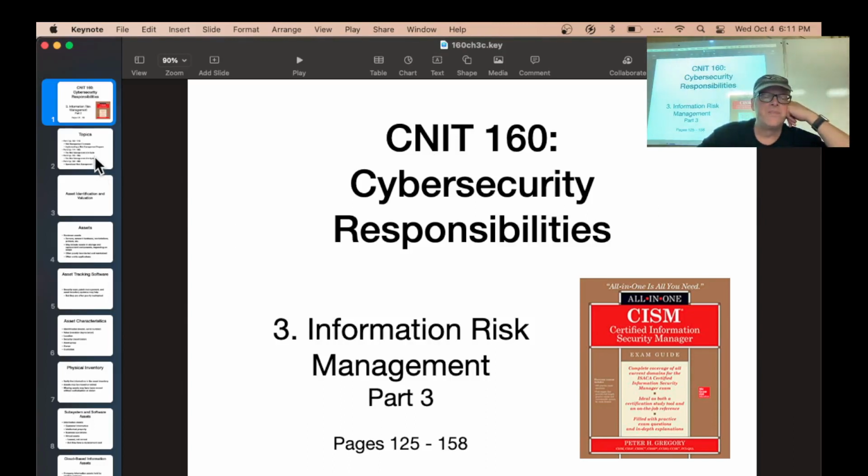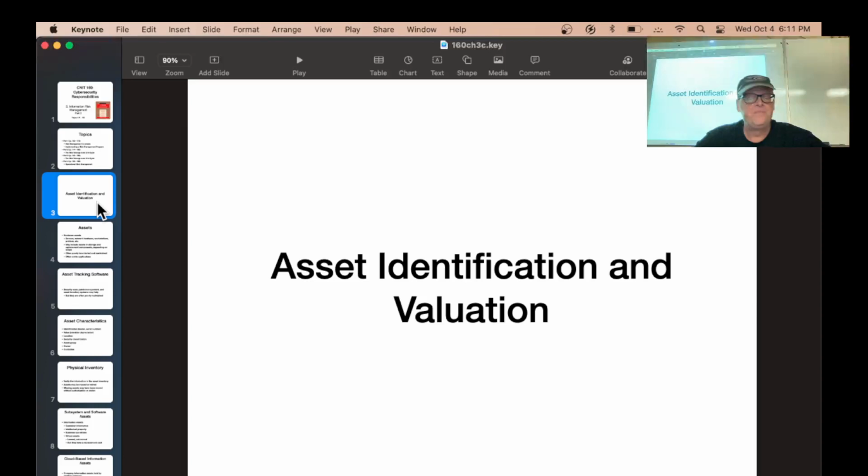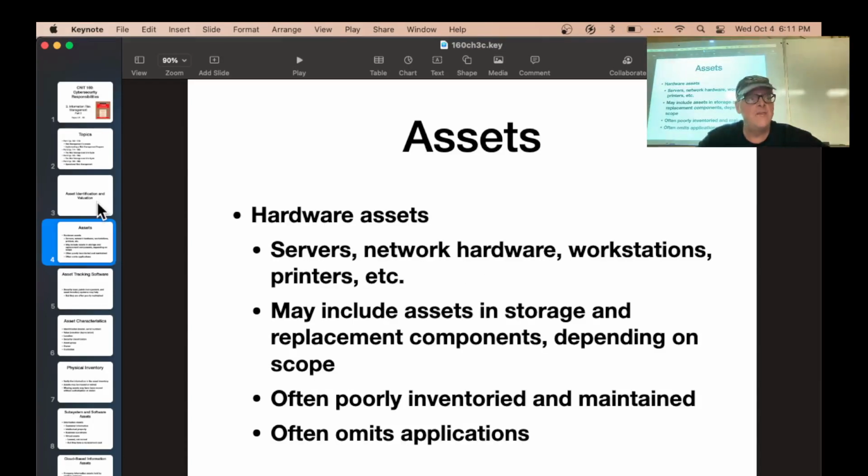Okay, good. So we're down to Part 3 in the risk management life cycle. You have to identify your assets, and you have to decide how valuable they are, so you can decide how much it's worth securing them. You have hardware assets like servers and workstations. You may have other things like storage and replacement components, and they're very often poorly inventoried and maintained.